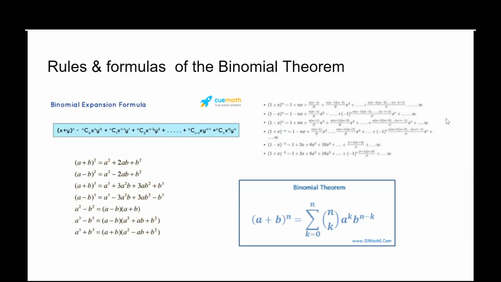And now finally, the bottom right picture, which is a formula used to find a single term within the binomial expansion, such as the fifth, seventh, or 20th term.